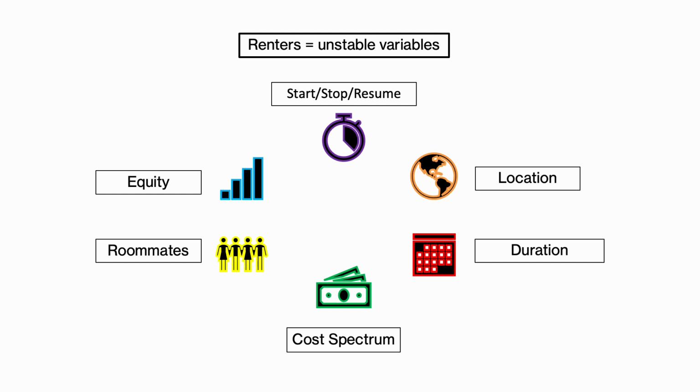A housing system needs to be made that accounts for all the unstable variables that a person can generate, where a customer can start, stop, resume an account on short notice, move to multiple locations over time, stay in that location for any amount of time, whether it's a few months or decades, find a unit that fits their budget and able to change units when their income fluctuates, able to have any number of roommates, and all while building equity.